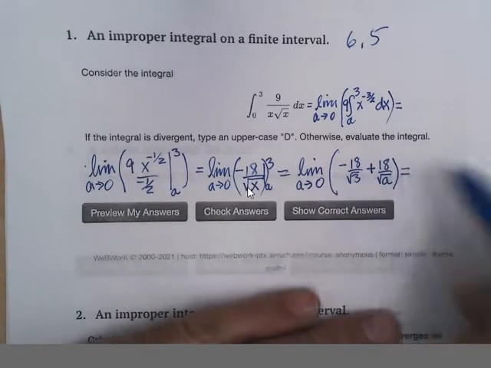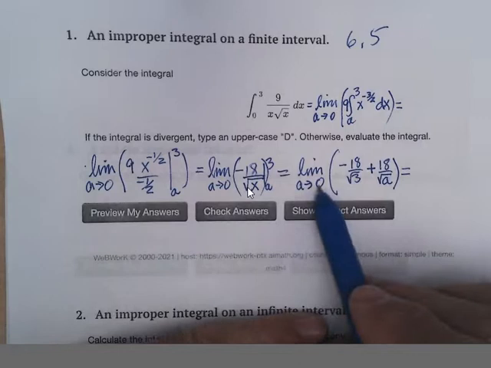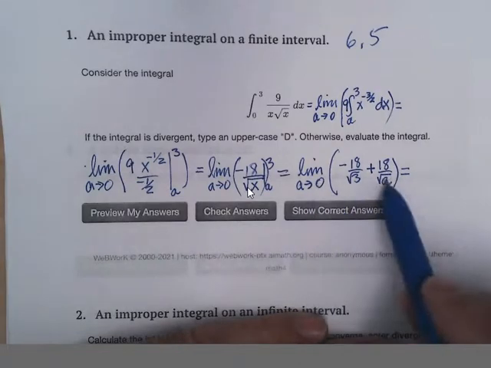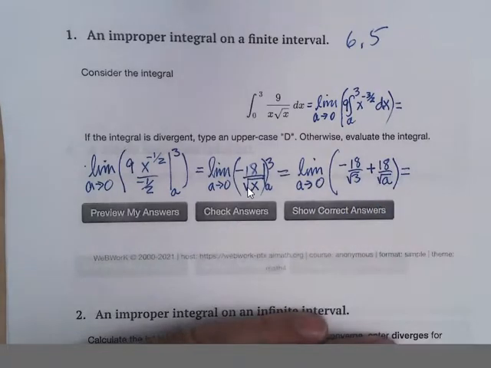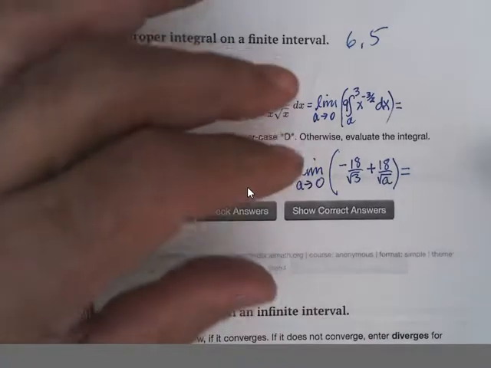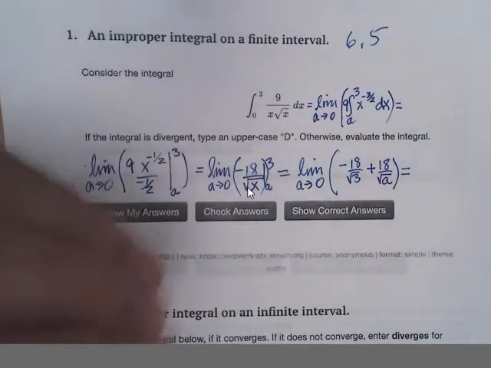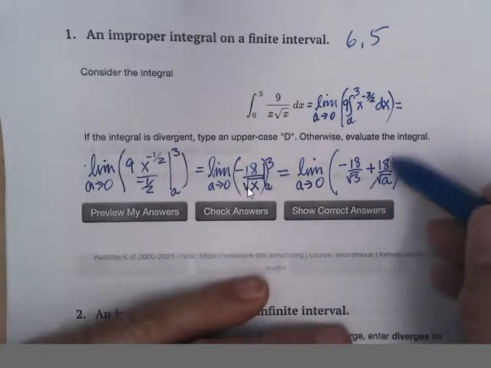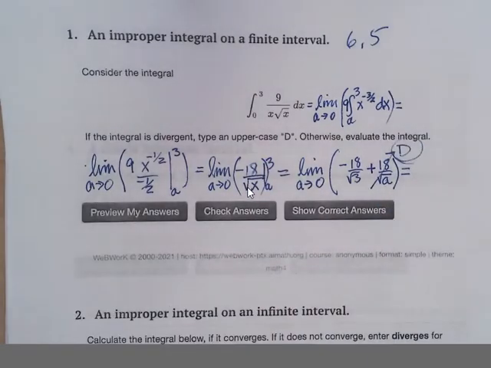Now I'm finally considering the limit. What's going to happen if a goes to 0 in this fraction? Well, it's going to end up with a denominator of 0, and a fraction with a denominator going to 0 explodes, and this would diverge. So they want us to put a D for diverge.